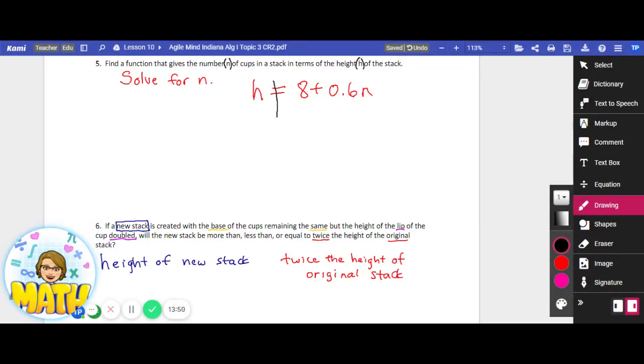So I'm going to draw my wall, and my job now is to get the n, that variable, all by itself.